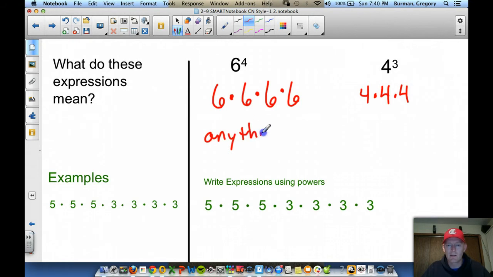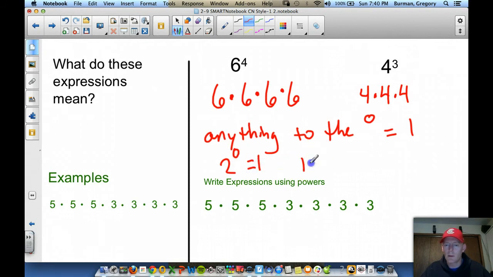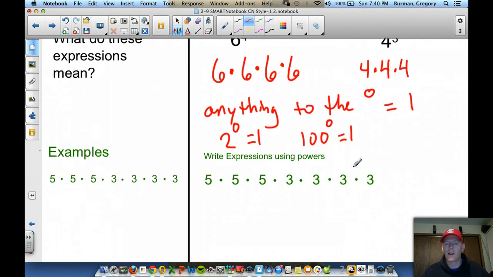And hopefully everybody knows that anything to the 0 power equals 1. So 2 to the 0 power equals 1. 100 to the 0 power equals 1. And that's important for us to make sure that we know in case you come across a problem like that. And I'll show you on the next slide as to why that is.